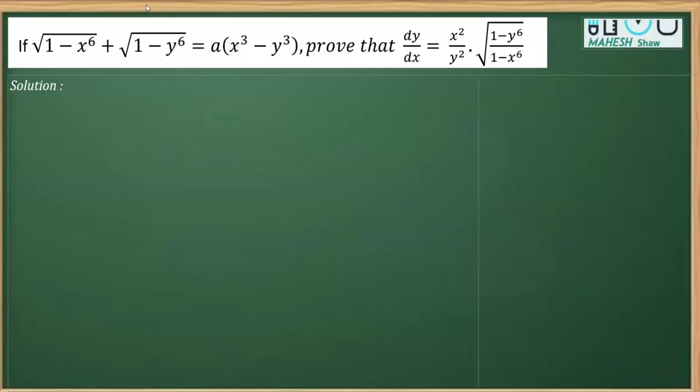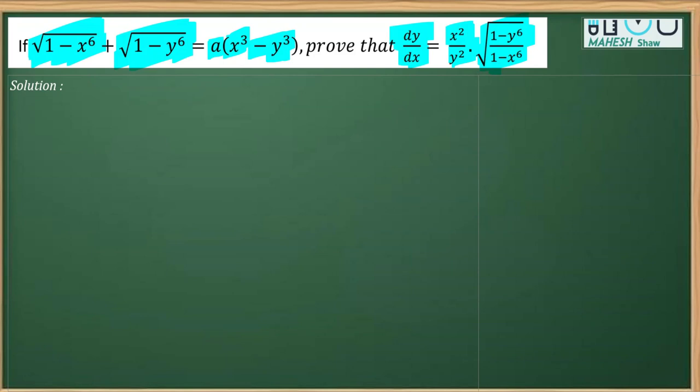Now, in this question of differentiation, we are given that if √(1 − x^6) + √(1 − y^6) = a(x³ − y³), then we have to prove that dy/dx = (x²/y²)·√((1 − y⁶)/(1 − x⁶)).